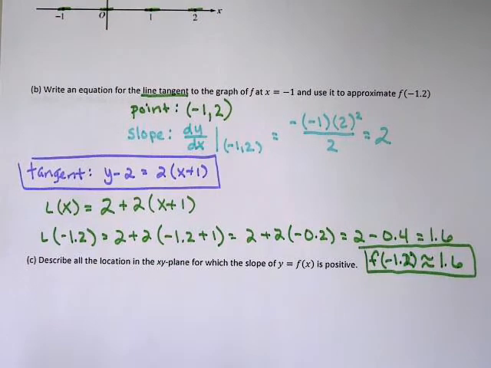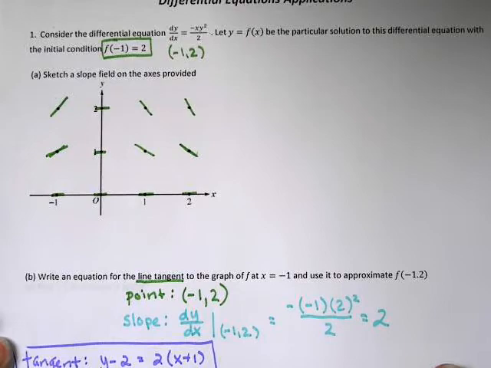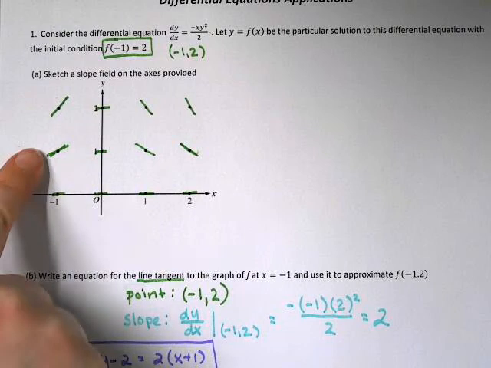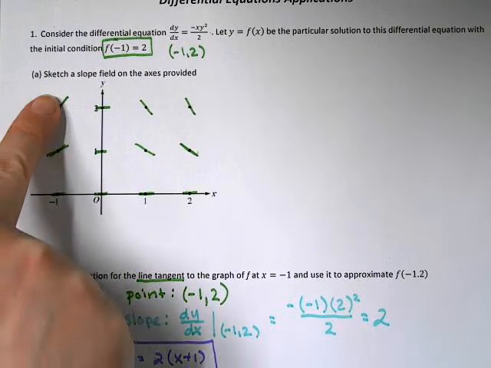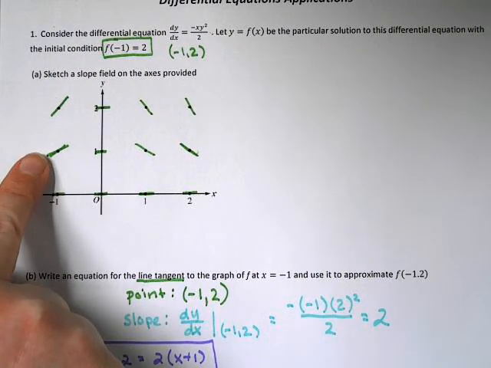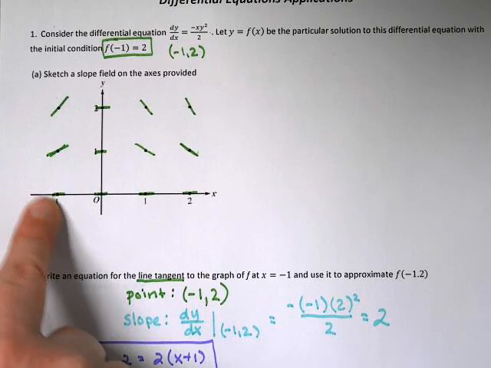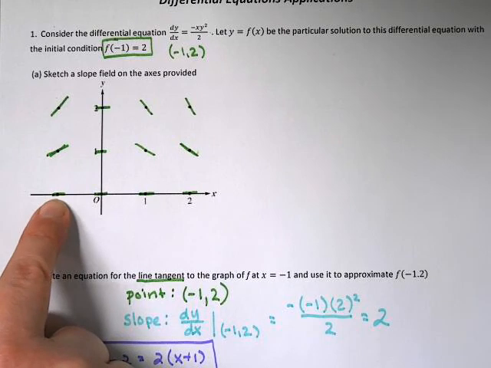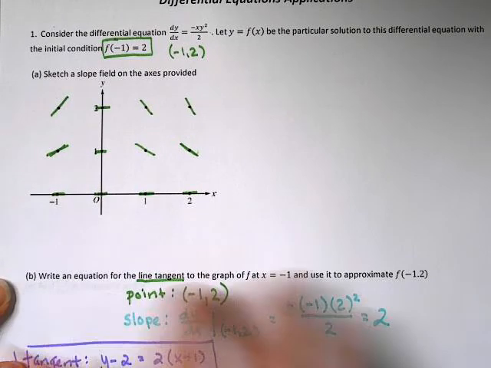All right, the next part of this question says to describe all the locations in the xy plane for which the slope of y equals f of x is positive. So we're going to do this by looking at our slope field first. If we look here, we can see just by looking that the slope is positive at these 2 points. All right, which means as long as x is less than 0, then we have these positive slopes. But the one exception is right here, okay? Because right here we have a slope of 0. So we have to be careful when we write our answer.